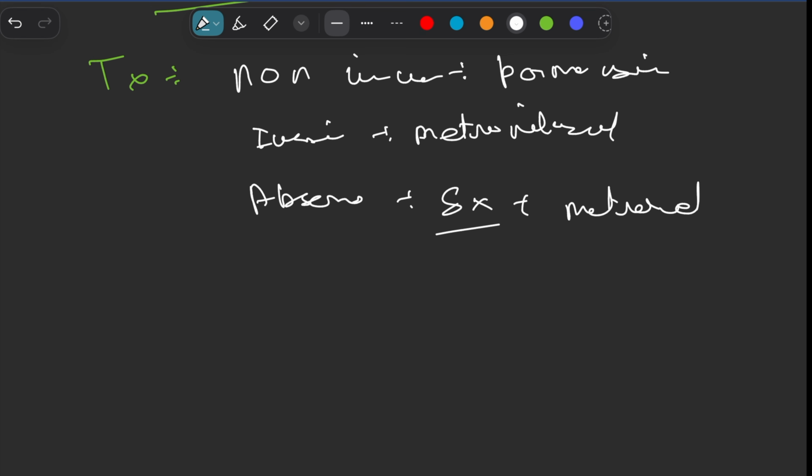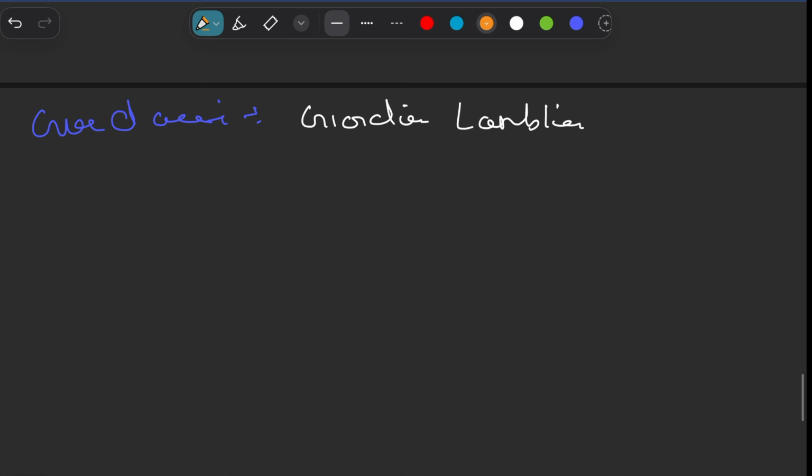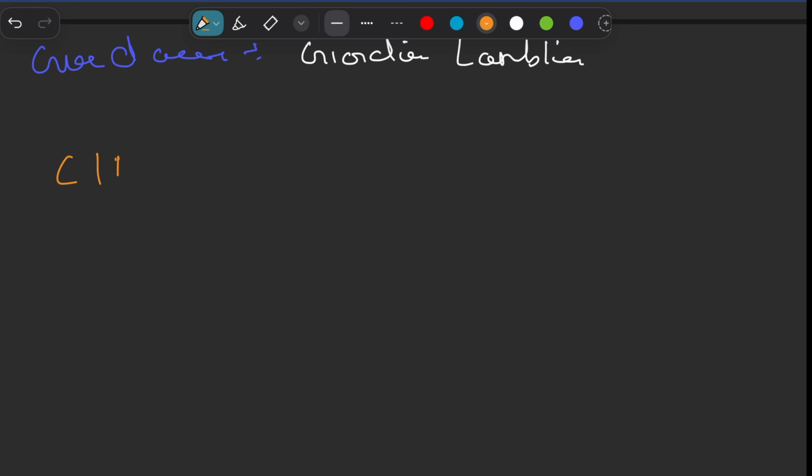Okay, next we have giardiasis, caused by Giardia lamblia. First the clinical feature or clinical symptom, whatever. It is also gastroenteritis.